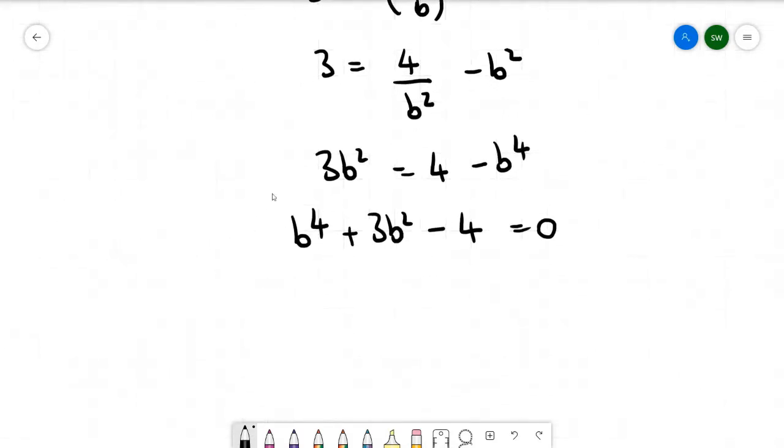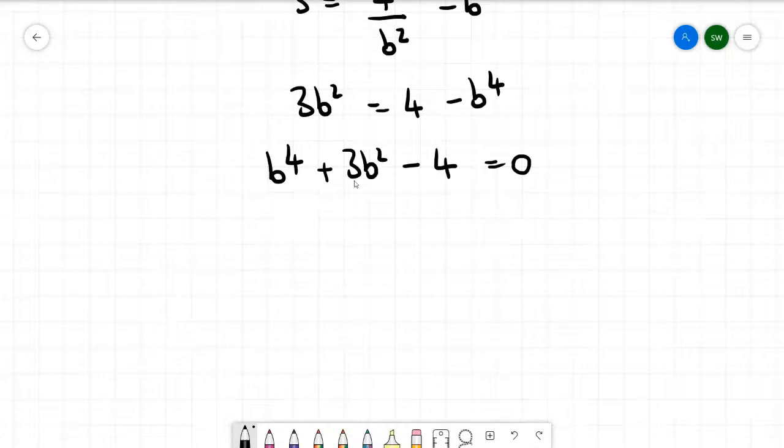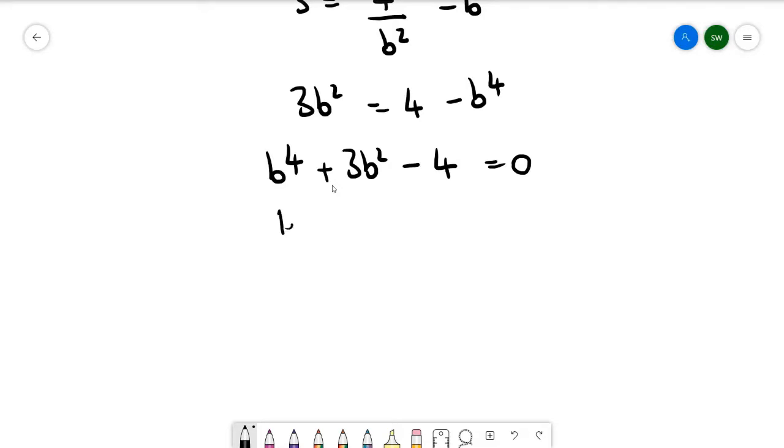So this type of equation is a disguised quadratic, or a hidden quadratic, and you'll come across this in a few topics in further maths. The reason why this is a disguised quadratic is because if we let u equal b squared, then you'll notice that u squared is equal to b squared squared, which is b to the power of 4.